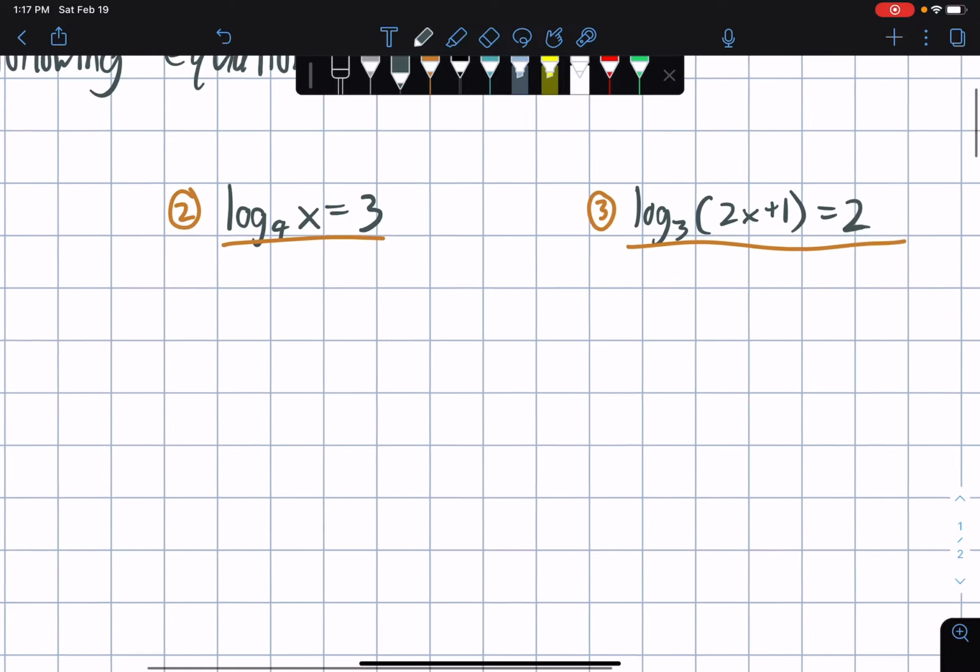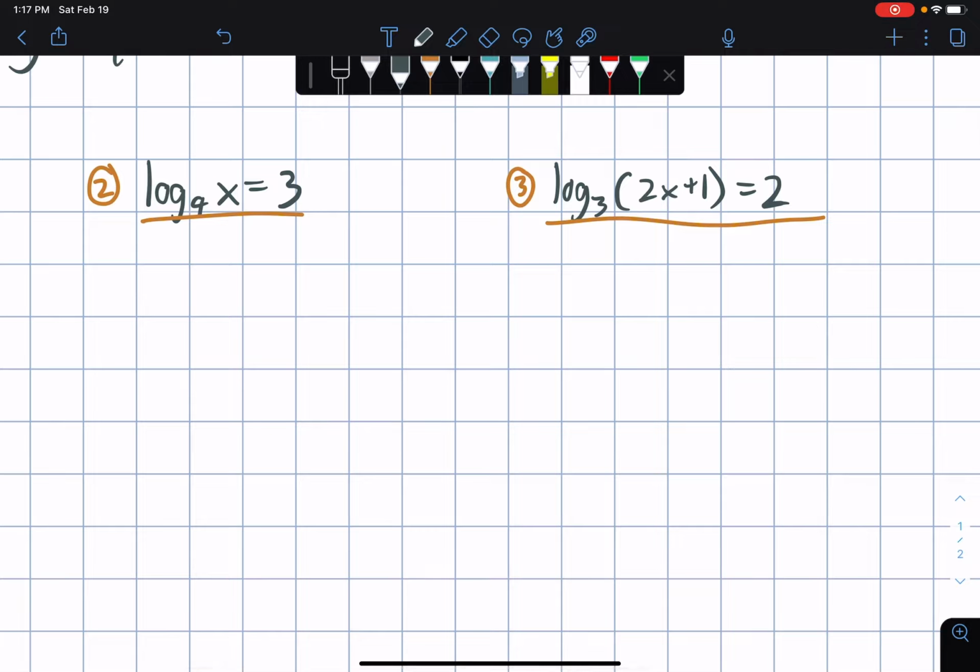For number 2, log base 4 of x is equivalent to 3. We swap the values. What's on the right will be on the left. What's on the left will be on the right. So our result will be this. The sub-value of log, the base, will be at the left side, and the 3 will be the exponent, and we have x. 4 raised to 3 is equivalent to 64.